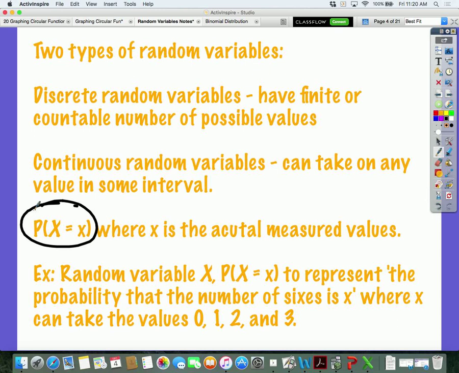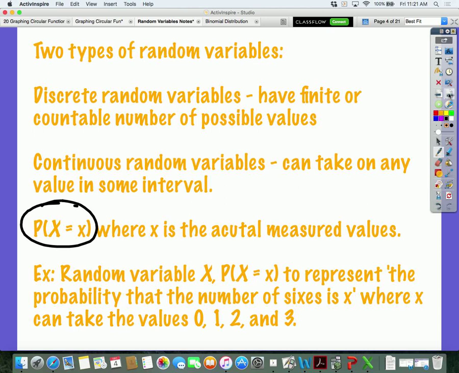Scratch that, start over. The random variable represents the number of 6s that are rolled in 3 times. So lowercase x would represent rolling no sixes, 1 six, 2 sixes, or 3 sixes. So x would equal 0, 1, 2, or 3. The x represents 6s showing up on those 3 rolls, and we want the probability of x 6s occurring.